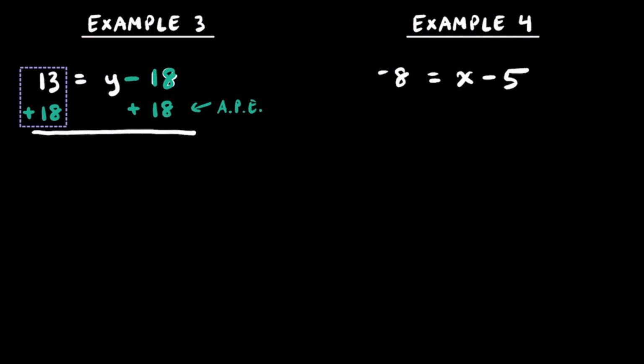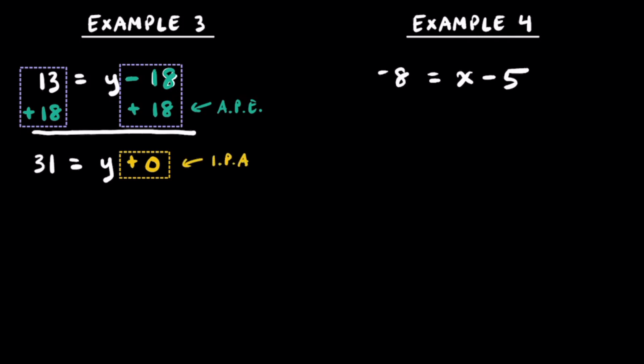On the left side, 13 plus 18 is equal to 31, so we can go ahead and just write that on the left side. And on the right side, the minus 18 and plus 18 combine to make 0, so we can write y plus 0 on the right side of the equation. Let's go ahead and drop that 0 using the identity property of addition, and we can simply say that 31 is equal to y, or turn it around and say that y is equal to 31. There's our solution.